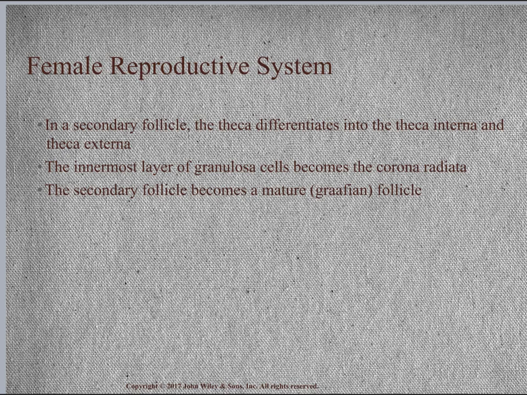Remember and recall that the corona radiata is what is protecting that egg from the environment of the vagina, as well as forming a barrier for one sperm to enter instead of multiple. The secondary follicle becomes a mature Graafian follicle as it increases in size and pushes its way to the surface.